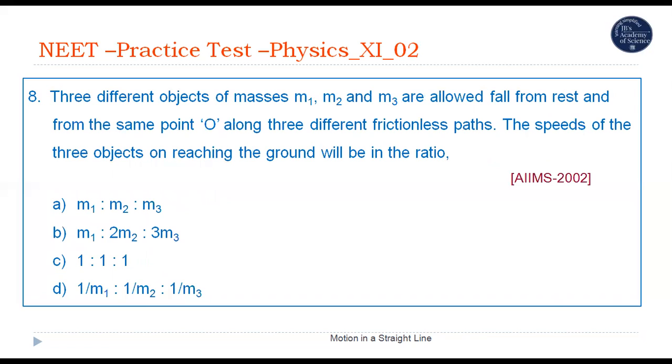Question number 8. Three different objects of masses m1, m2 and m3 are allowed to fall from rest and from the same point O along three different frictionless paths. The speeds of the three objects on reaching the ground will be in the ratio: option A, m1 is to m2 is to m3; B, m1 is to 2m2 is to 3m3; C, 1 is to 1 is to 1; D, 1 by m1 is to 1 by m2 is to 1 by m3.